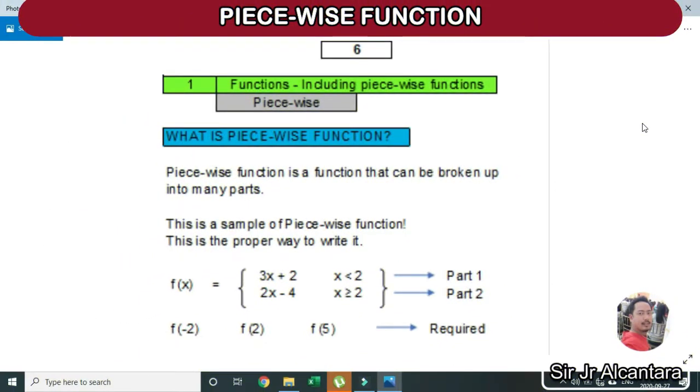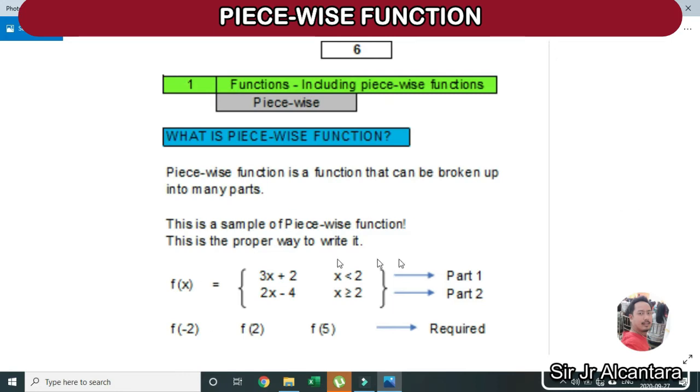So, tapos na natin ngayon ang function. Na-introduce ko sa inyo kung anong ibig sabihin ng function. So, ngayon, pupunta na tayo sa ating module number 1. Ito ay ang functions, including piecewise functions. So, doon tayo sa piecewise. What is piecewise function? Piecewise function is a function that can be broken up into many parts.